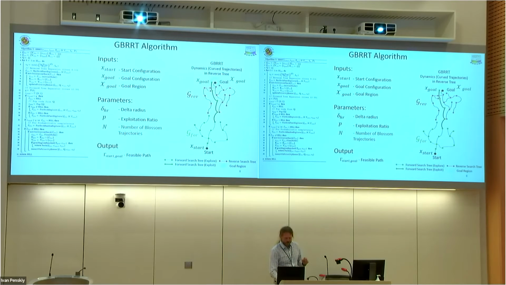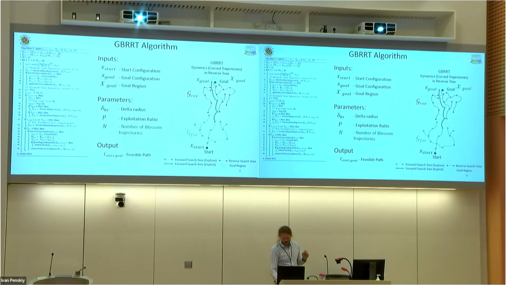And as long as you choose something that's not 0, not 1, this exploitation ratio is how often we are exploiting the focusing heuristic versus just random sampling. And then the delta radius is very similar to any RRT. RRT is a fairly well-known algorithm, but there's some radius associated with that.